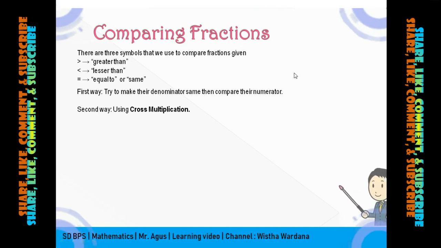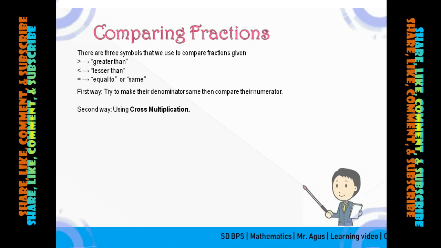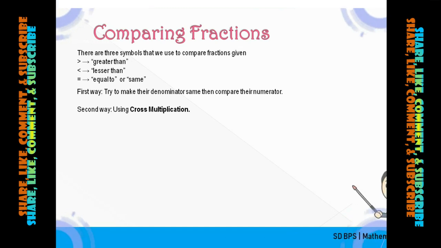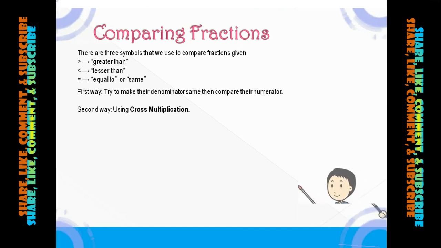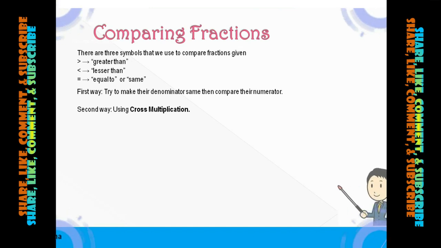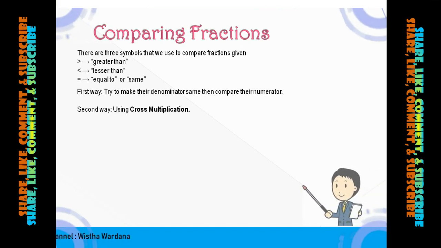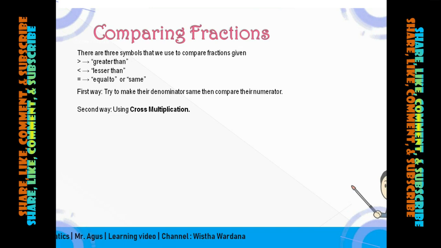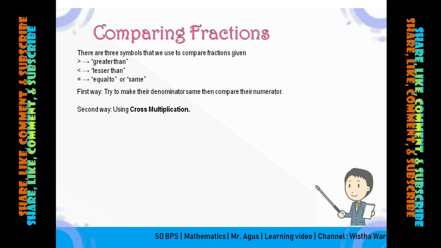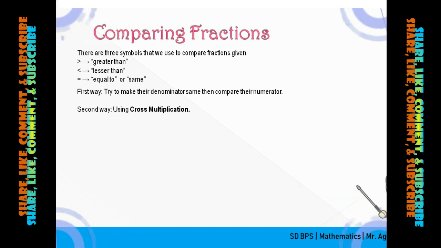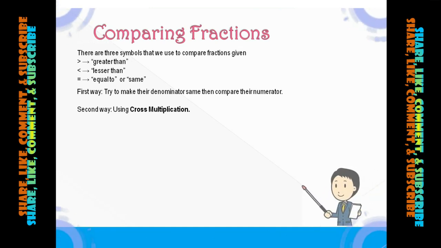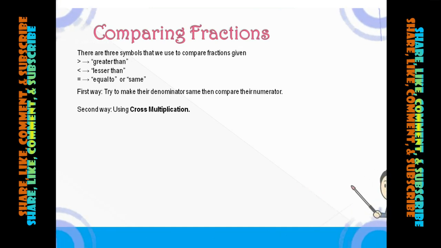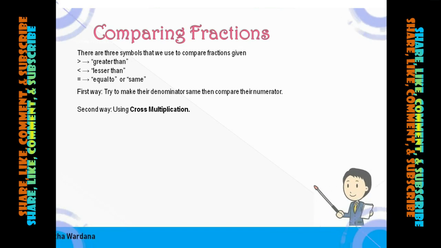And then we have two ways to compare fraction given. The first way is try to make their denominator same. After their denominator same, then compare their numerator. The second way is using cross multiplication. To make it clear, I will give you an example.